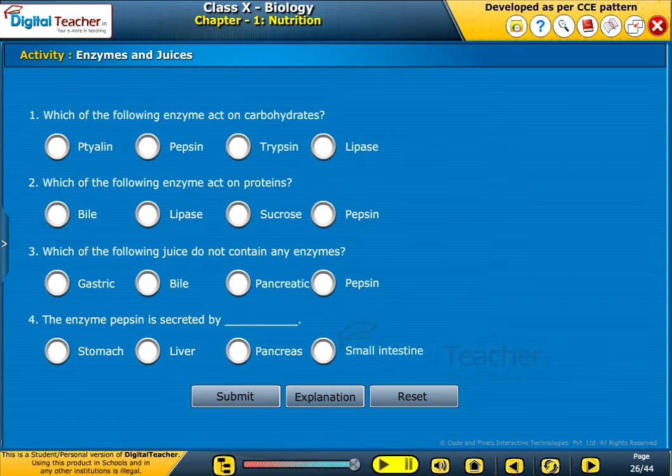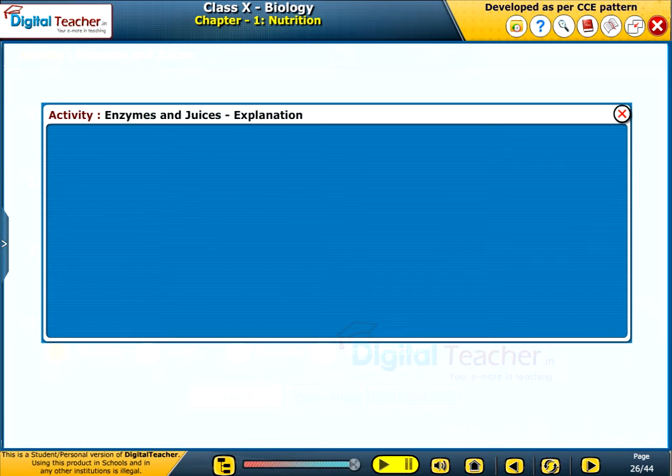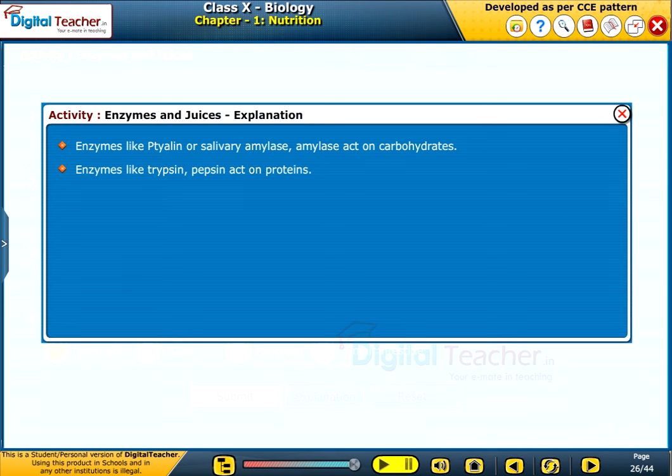Answer the given questions by choosing the right option. Explanation. Enzymes like ptyalin or salivary amylase act on carbohydrates. Enzymes like trypsin and pepsin act on proteins. Bile juice does not contain any enzymes. The enzyme pepsin is secreted by the stomach.